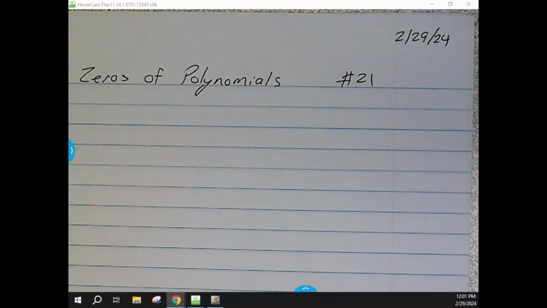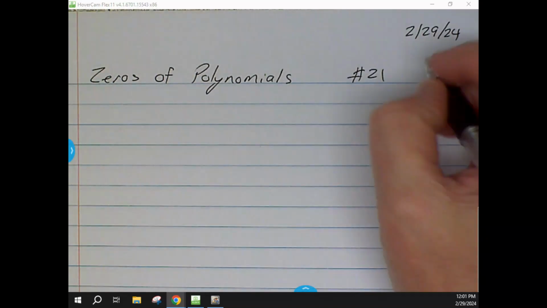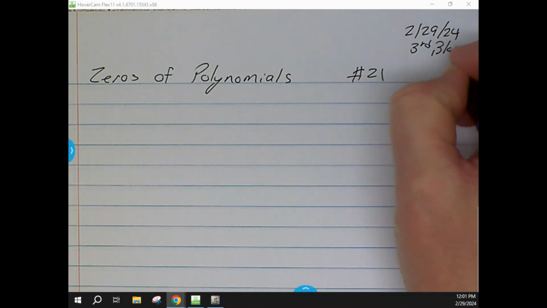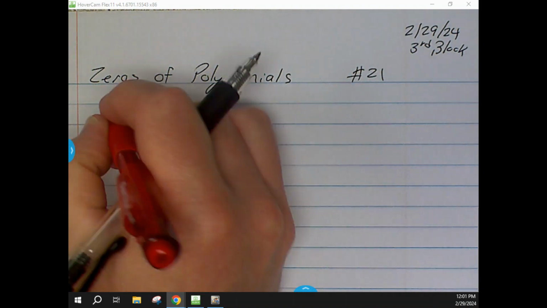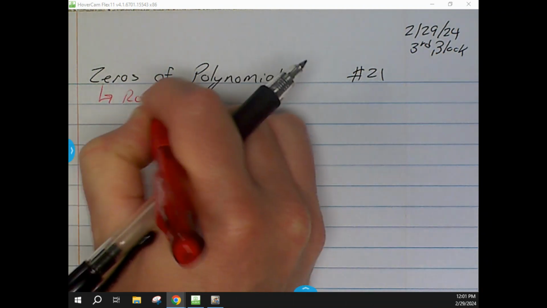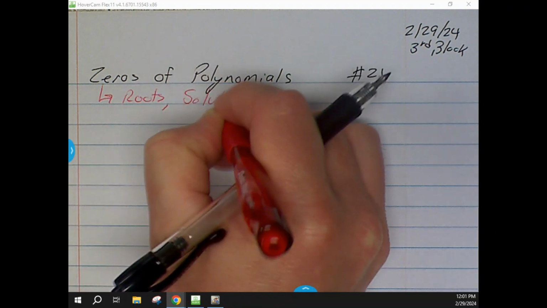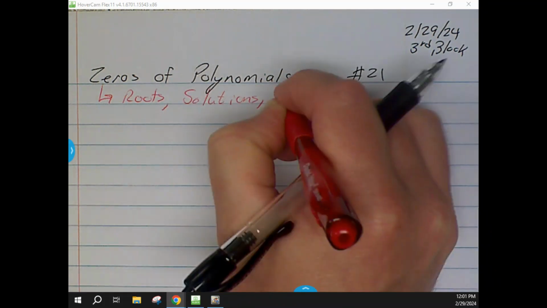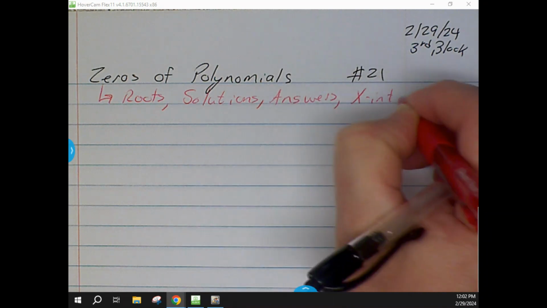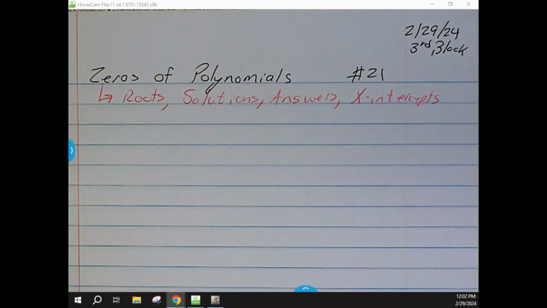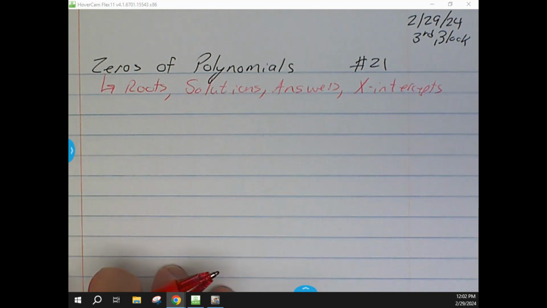Okay, so for this one, we're doing zeros of polynomials. When they talk about zeros, zeros can also be called roots. They can also call it solutions. They can also call it the answer. Also, you can call those x-intercepts. So anytime we're working through stuff, if you see zero or root or solution or answer or x-intercept, they all mean the same thing. It's just depending on what mood somebody's in and how they want to write them.